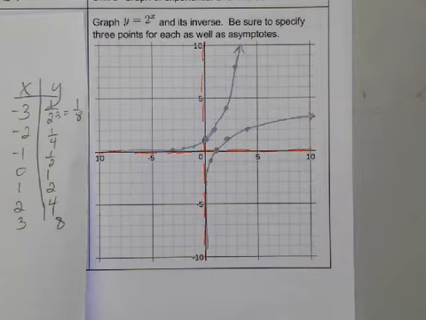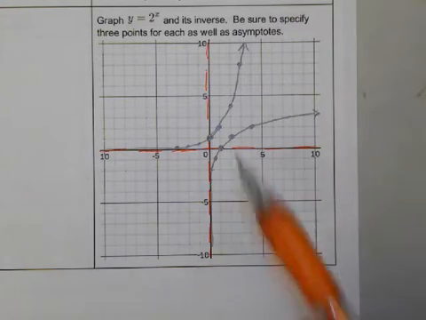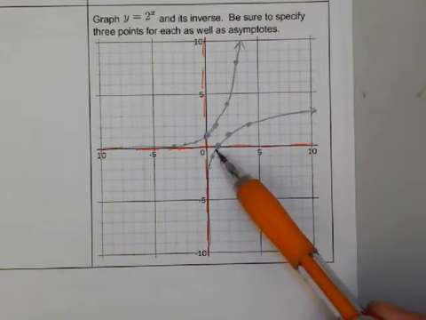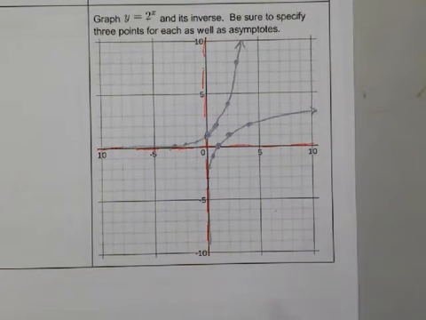So that is the graph when we're looking at an inverse and its original. They're always going to be reflective across that y equals x line. You need to make sure to specify the points that are there. If they're asymptotes, those need to be clear as well.